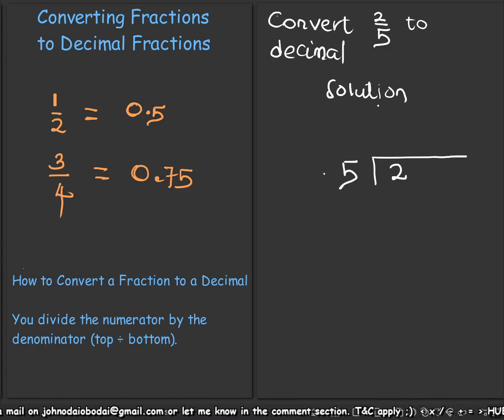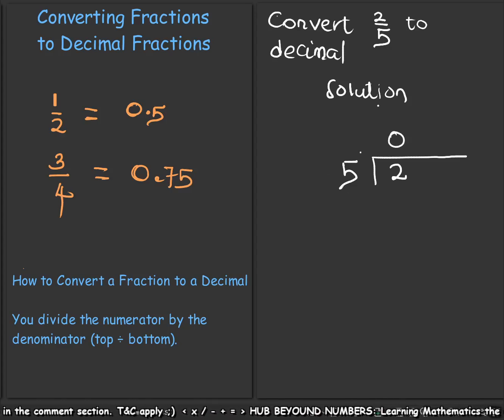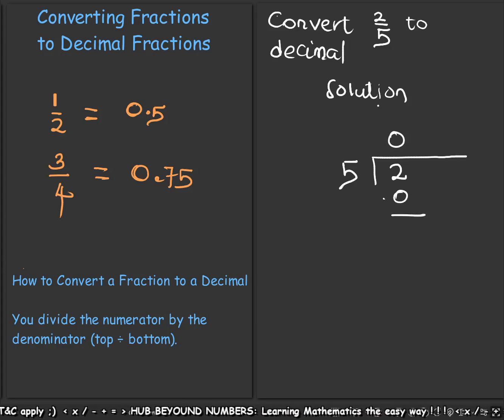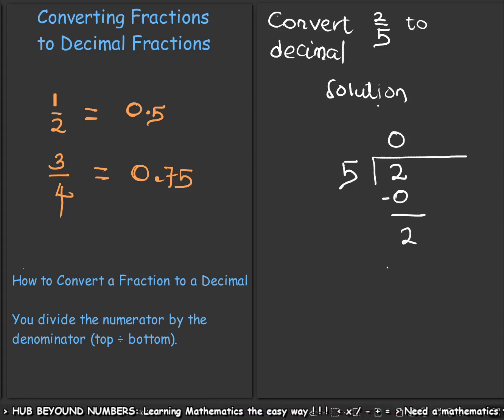Now we say 5 divides 2 how many times? 5 is not going to divide 2, hence it's a 0. So we have a 0. Then 5 times 0 gives us 0. Now if we subtract 0 from 2, we have a 2. Since we are done with this column and 5 is still not going to divide 2, we are allowed to bring a decimal point here. With that decimal point, it helps us to increase this number by a 0.